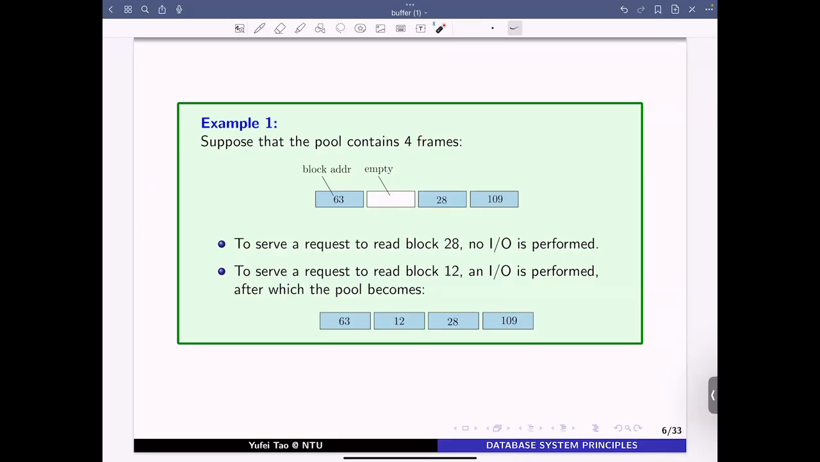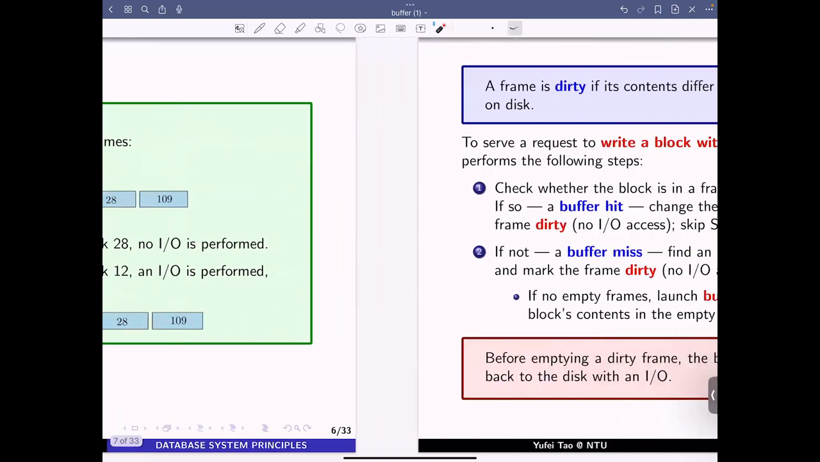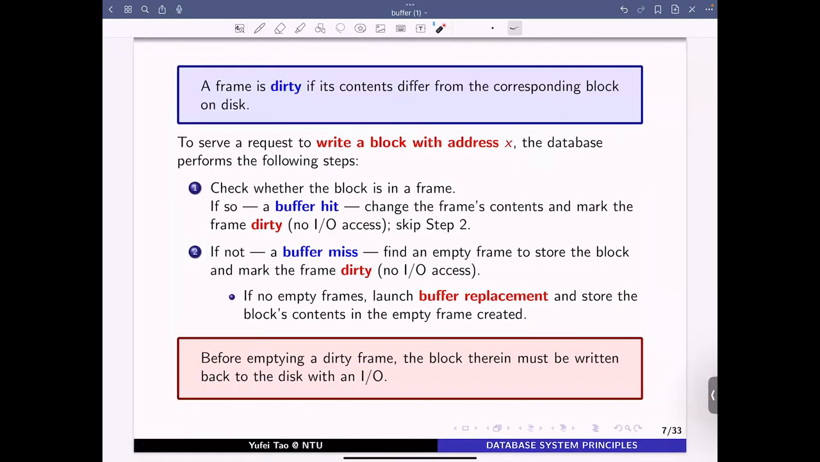All right, so that is about reading. Now let's talk about writing. Writing is slightly more complicated, because we'll have to bear in mind that if you change the content of a block in the buffer, this is not the ultimate purpose. The ultimate purpose is to change the contents of a block on the disk.